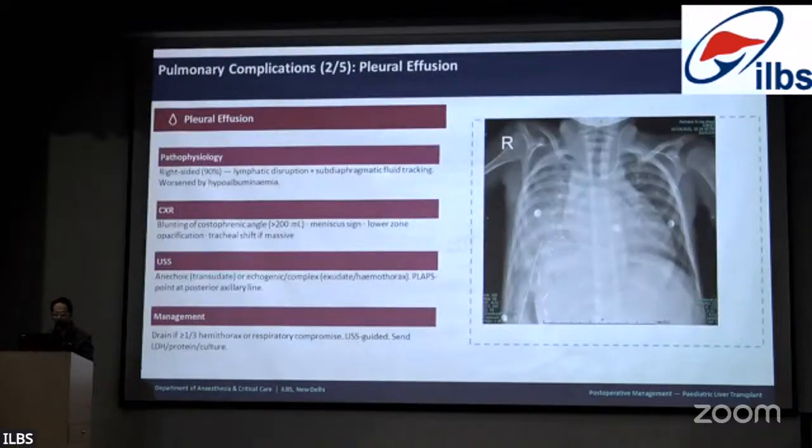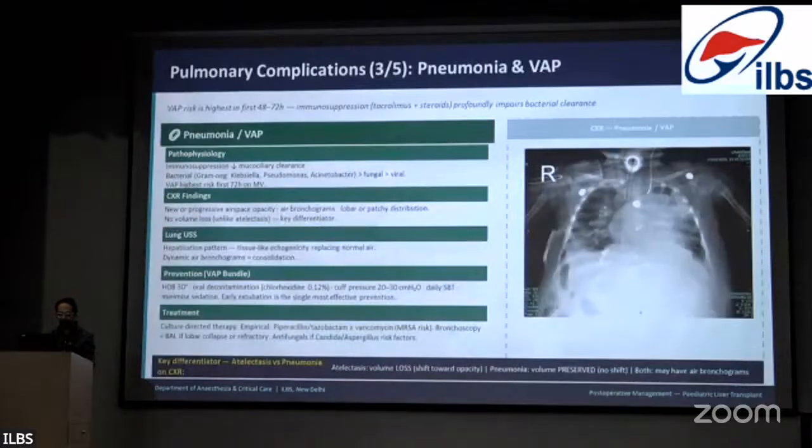The next most common complication we face is pleural effusion, right-sided in 90% of the cases due to subdiaphragmatic fluid tracking. It can be easily diagnosed on chest X-ray. It can be quantified on ultrasound, and management is to drain and put a PCD whenever there is respiratory compromise.